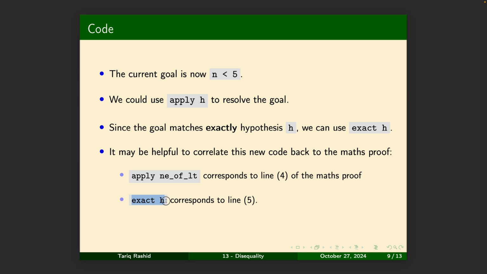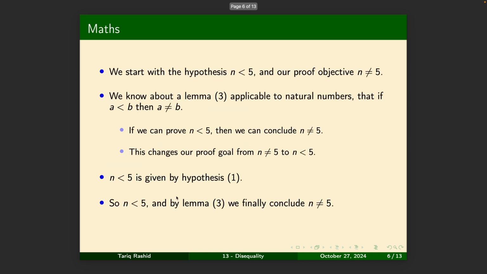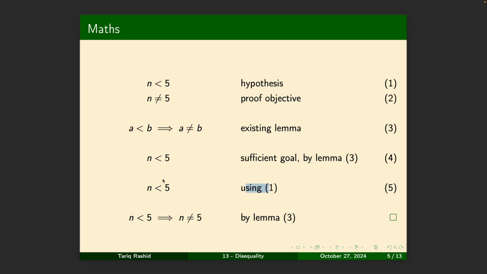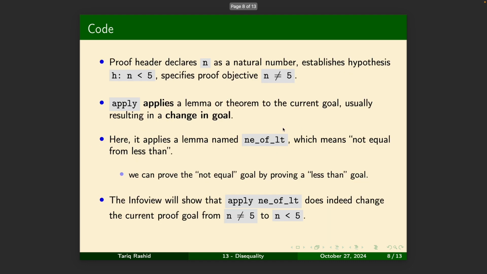And the final application, or exact, of the hypothesis is this line 5. So we're saying n is less than 5 because it's given to us as a hypothesis. So just being able to compare those two things is useful.